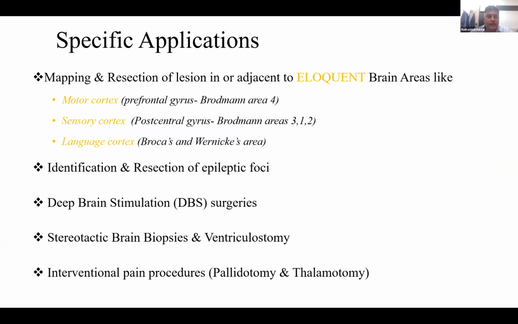Specifically, the surgeries are those where mapping and resection of lesions in or adjacent to the eloquent areas of the brain are conducted. For example, motor cortex, which is the Brodmann area 4, sensory cortex, that is the Brodmann area 3, 1, and 2, and the language cortex, that is Broca's and the Wernicke's areas. Then indications like identification and resection of epileptic foci, deep brain stimulation surgery, stereotactic brain biopsies and ventriculostomy, and interventional pain procedures like pallidotomy and thalamotomy.